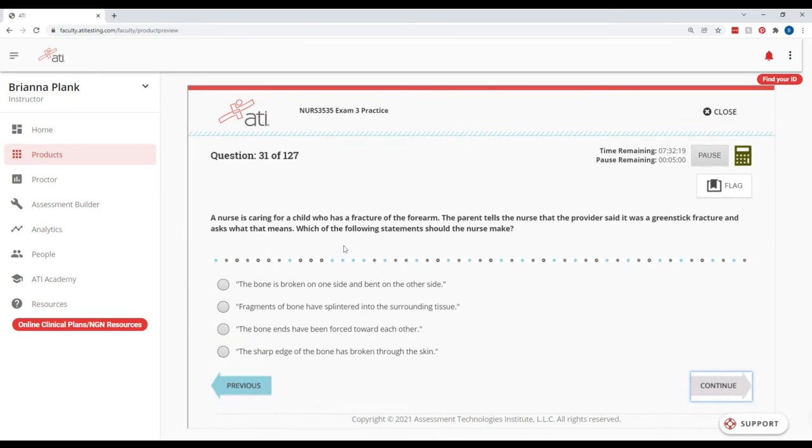Fracture of the forearm, screen stick fracture. What do we want to tell them about it?